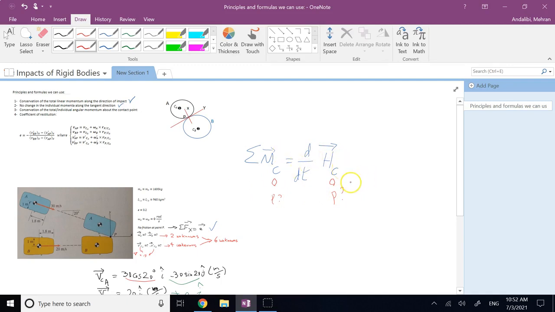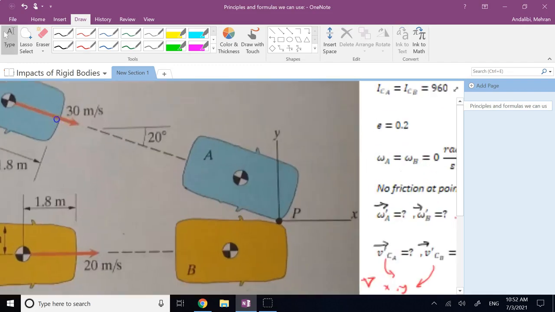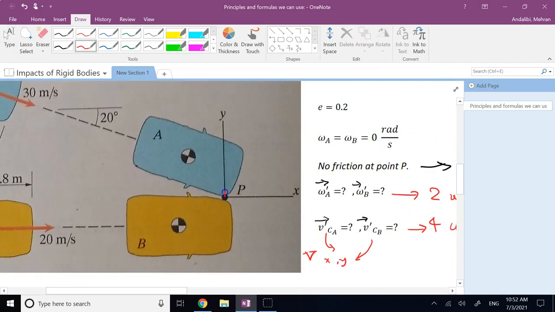Okay. And if it can, then how much is this sum of the moments about point P? Well, if I can, that's good, because the only force exchanged between these 2 objects, or let's say if I show it here on the cars, the only force that is exchanged is along the y direction, right? So this is like F of B on A, and this is F of A on B.